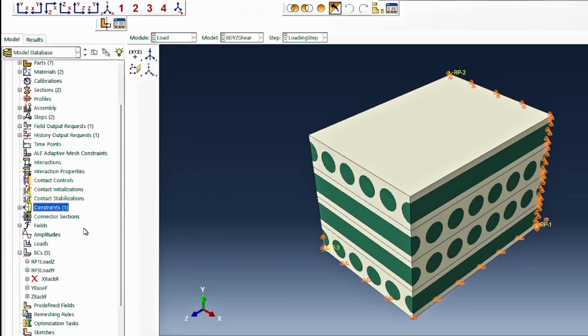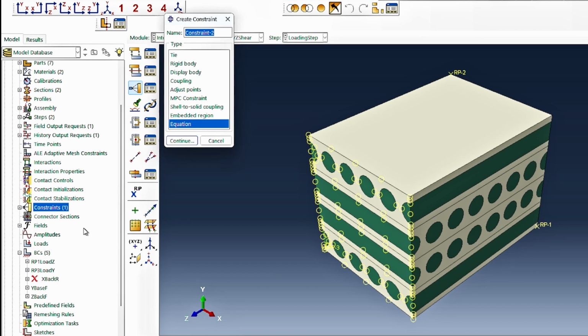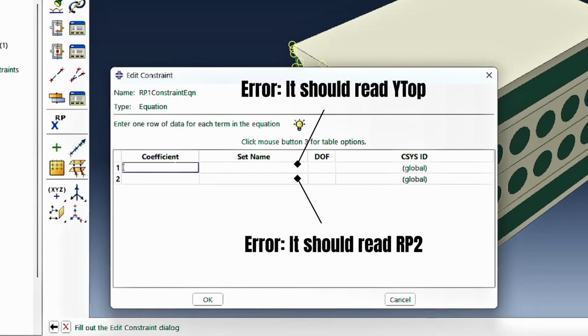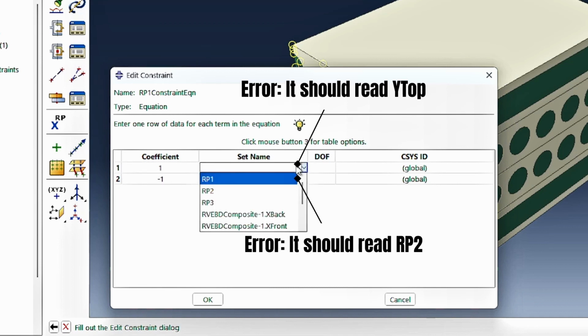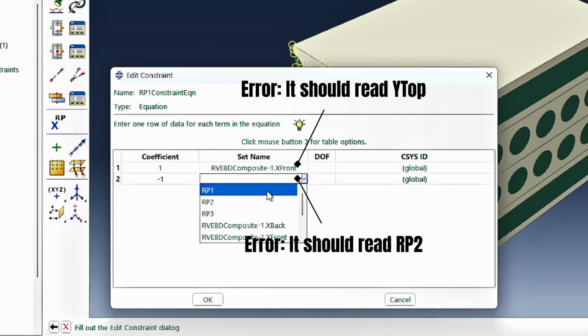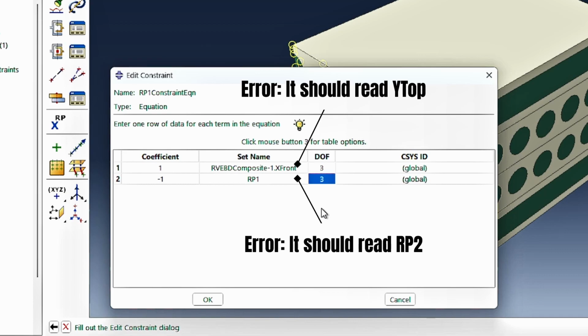So again, we need to provide a constraint equation for that. So that's reference point 1 constraint, and again that will be 1 minus 1. The set we are looking at is the X front and reference point 1, and it's moving in the third axis.